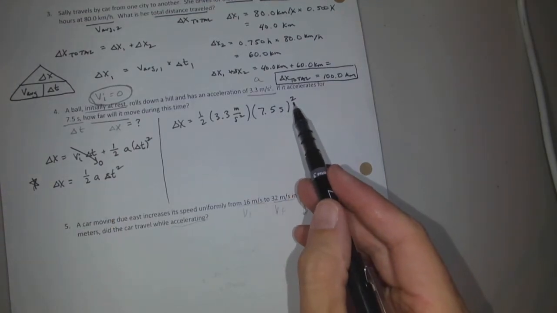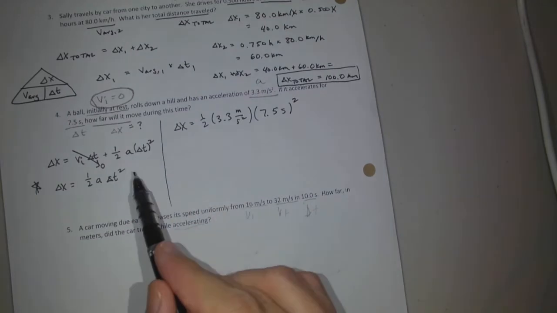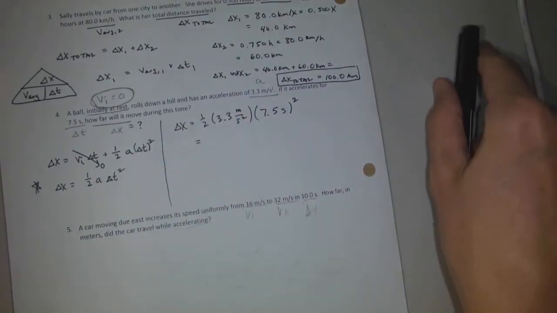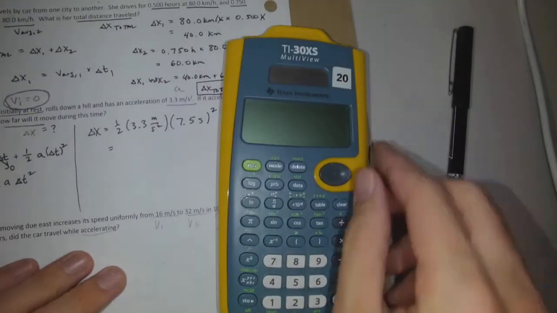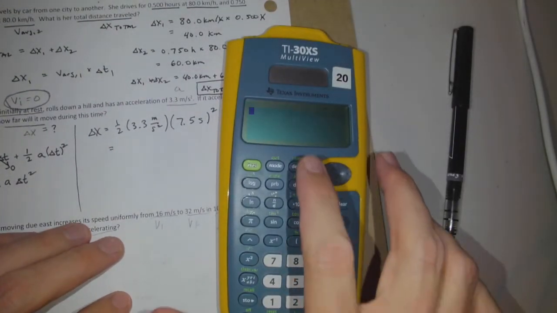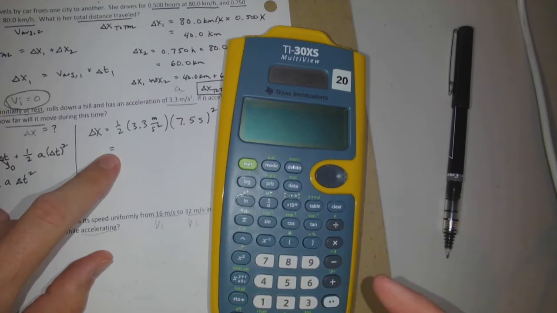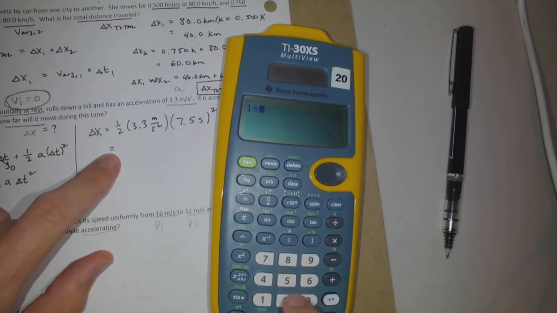It's very easy to forget your squares as well. Okay, let's go through and calculate this. When I put this in my calculator, I'm going to look at it to make sure it's what it's supposed to be. Okay, 1/2 times 3.3 times 7.5 squared.